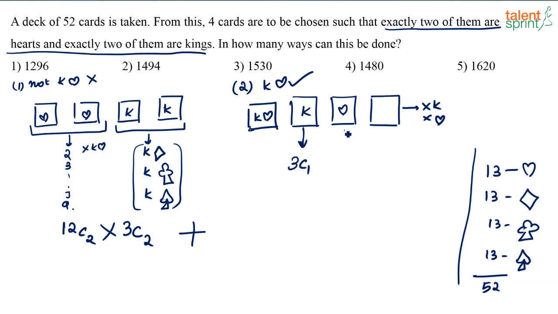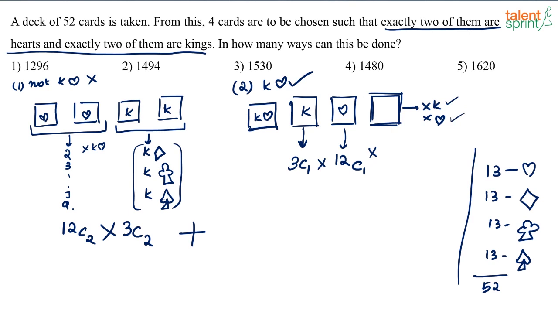Now next I have to select 1 heart card. In how many ways can I do it? Already King of Hearts is chosen, so I have the remaining 12 heart cards. Out of these 12 heart cards, I am selecting 1 heart card, which can be done in 12C1 ways. Now this final card, what is the condition for selecting it? It cannot be a king and it cannot be a heart.